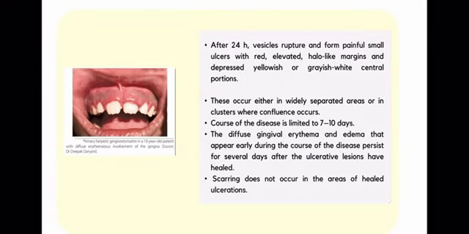After 24 hours, the vesicles rupture and form painful small ulcers with red, elevated halo-like margins and depressed yellowish or greyish-white central portions. These occur either in widely separated areas or in clusters where confluence occurs. The course of the disease is limited to 7 to 10 days.